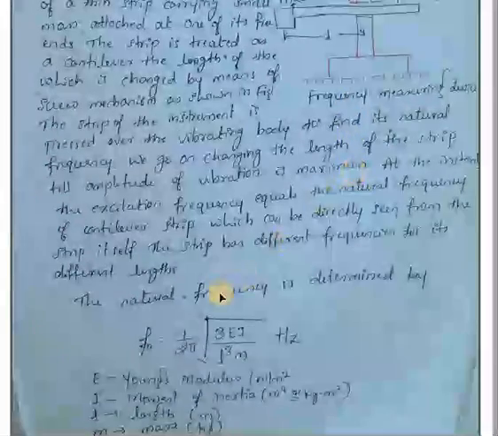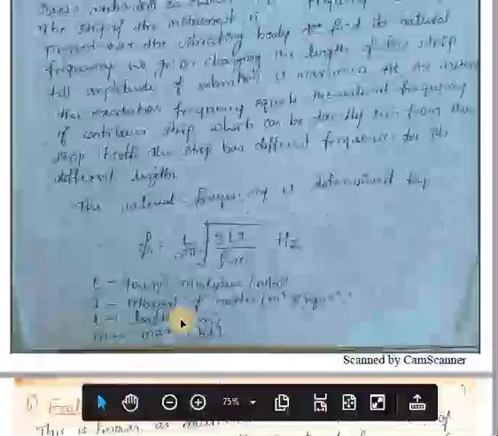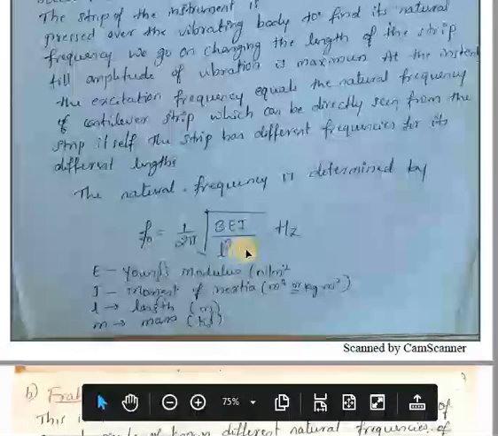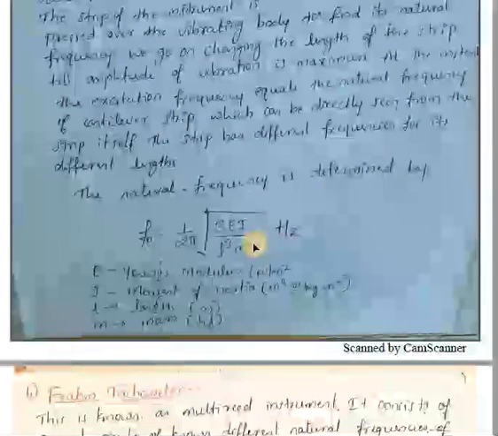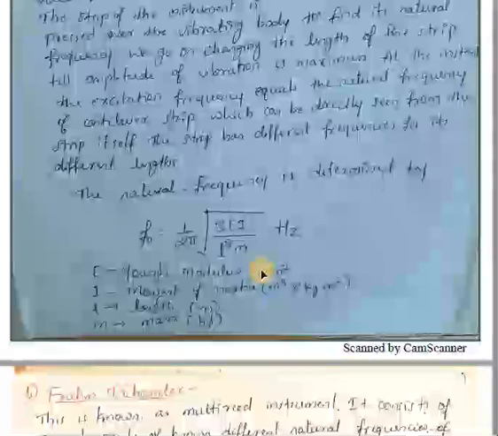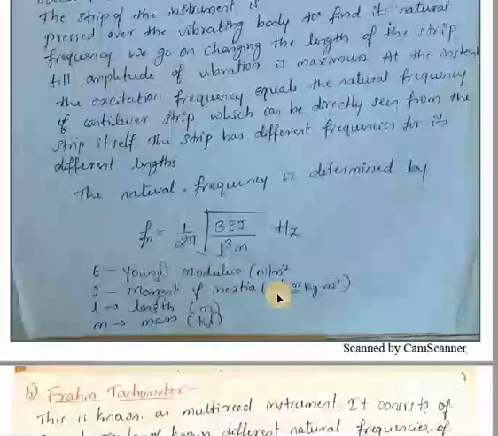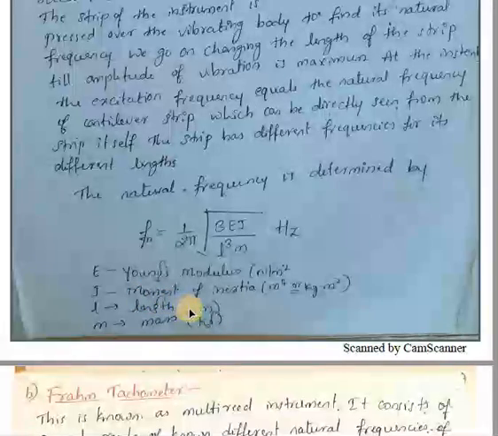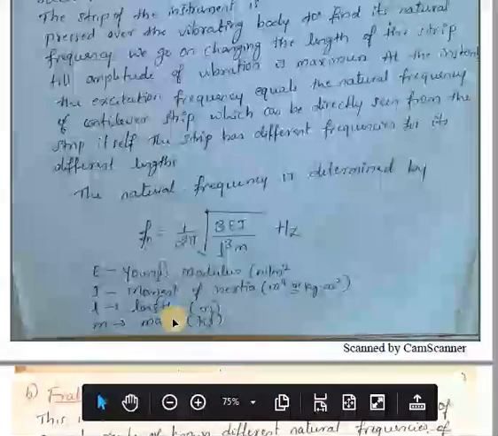Therefore, the strip has different frequencies for different lengths. These frequencies can be determined by using this formula: Fn equals 1 divided by 2 pi times root of 3EI divided by L cube into m. Here E is Young's modulus, in newtons per meter square, and I is the moment of inertia, in terms of 10 raised to 4 or kg meter square. L is the length of the strip in meters, and m is the mass in kg.